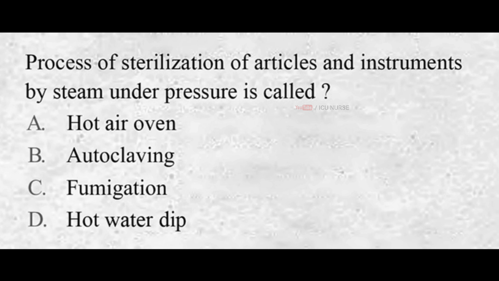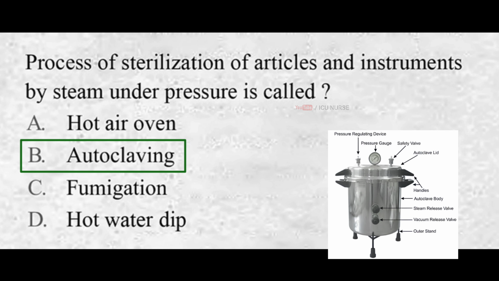Process of sterilization of articles and instruments by steam under pressure is called A. Hot air oven, B. Autoclaving, C. Fumigation, D. Hot water dip. And the correct answer is B. Autoclaving. Autoclaving is the most effective method of sterilizing the lab equipment, especially for liquid handling products, to kill harmful bacteria, viruses, fungi, and spores. The autoclaving process takes advantage of the phenomenon that the boiling point of water or steam increases when it is under high pressure.